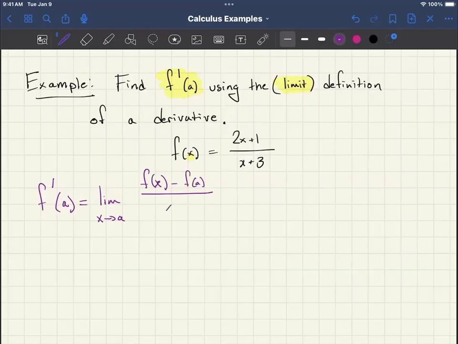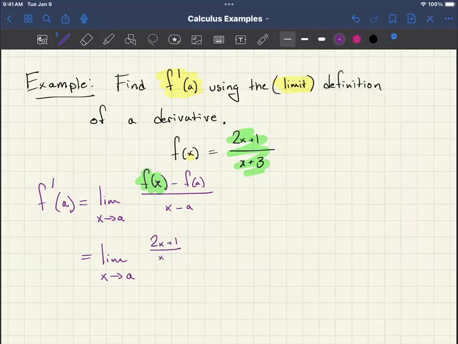So that is the limit as x goes to a of f of x minus f of a over x minus a. So that's what we're going to do. Now, first thing we're going to do is we are going to punch in our equations here. So we see our f of x here, right? F of x. So we're going to put that whole thing exactly where we see that. So we're going to just substitute the whole thing.